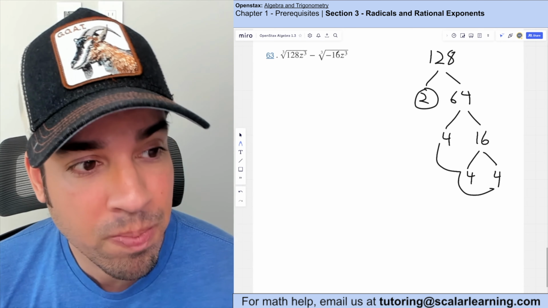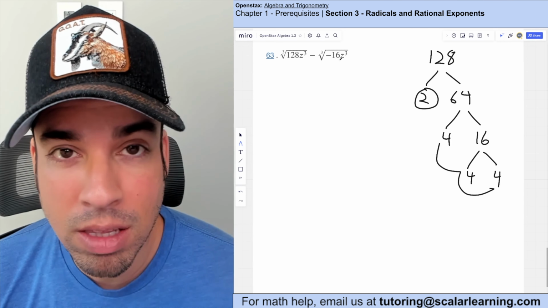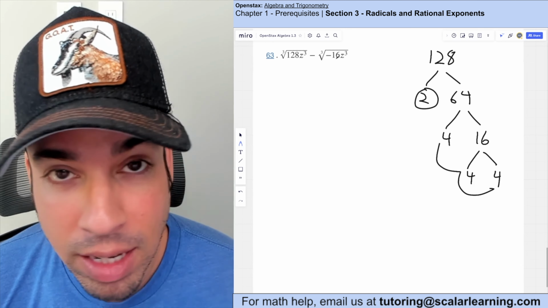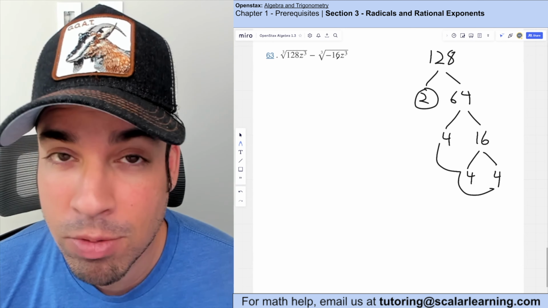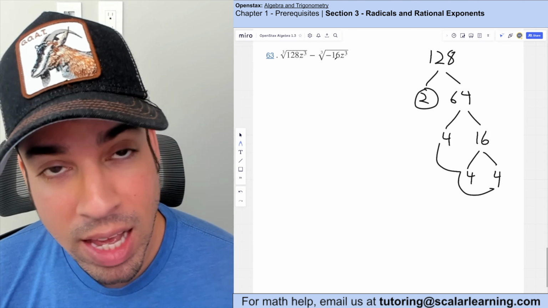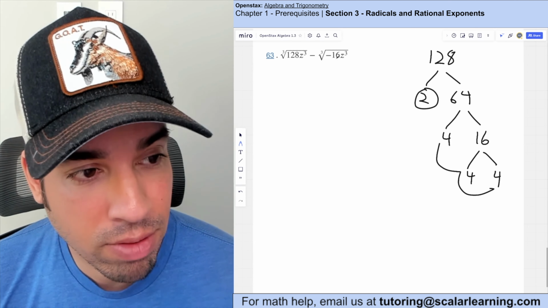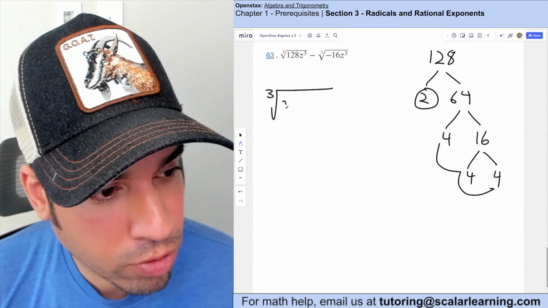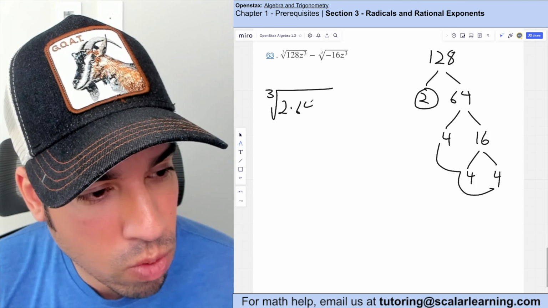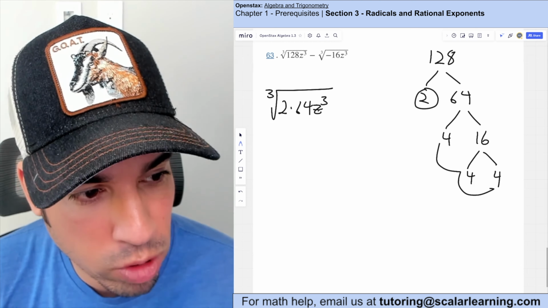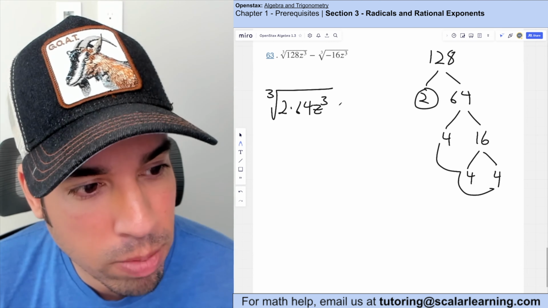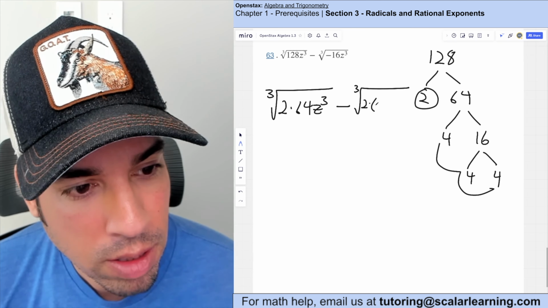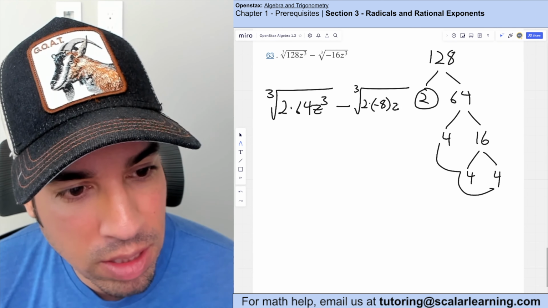There's your perfect cube. In negative 16, it's going to be a little bit easier because it's negative 2 times negative 2 times negative 2 gives me negative 8. So that's the perfect cube root I can have there, and then I can pull out a 2. First, I'm going to rewrite it. So I've got the cube root of 2 times 64z cubed, and of course, since this is to the 3rd power, it's a perfect cube, minus the cube root of 2 times negative 8 times z cubed.